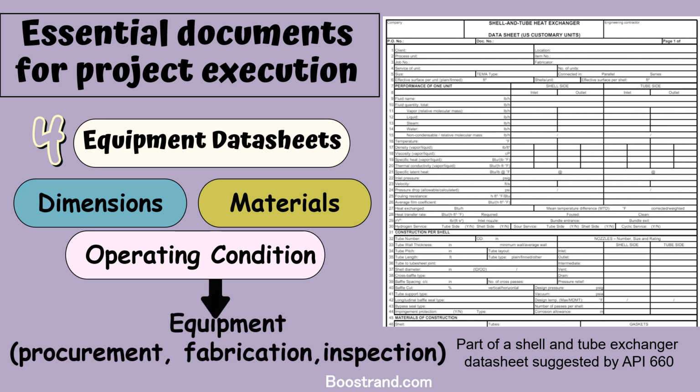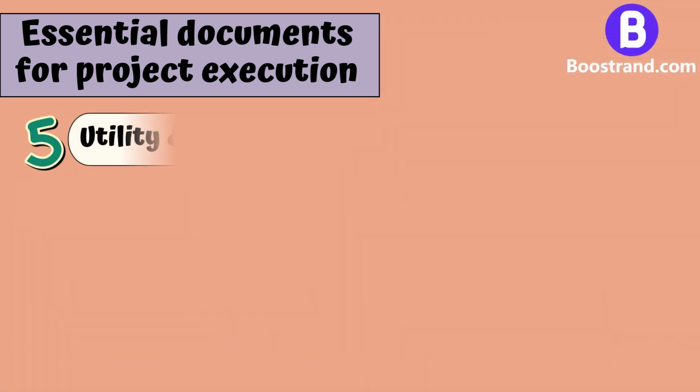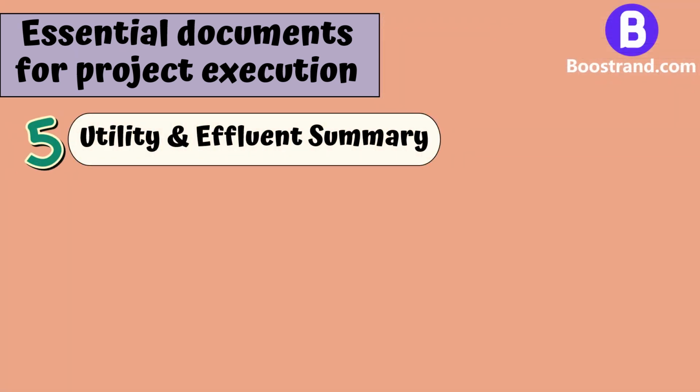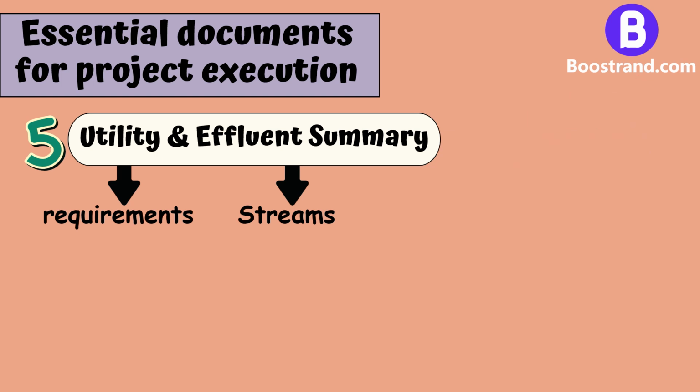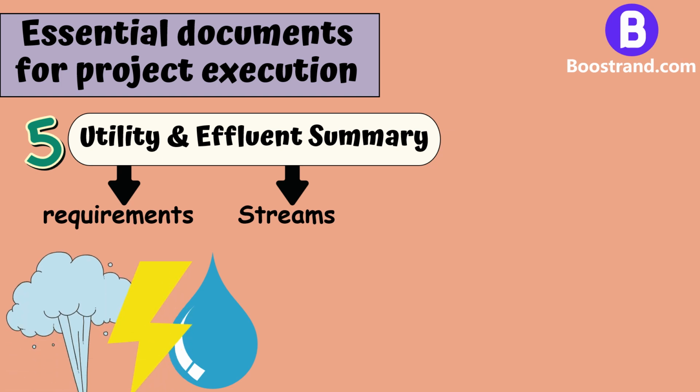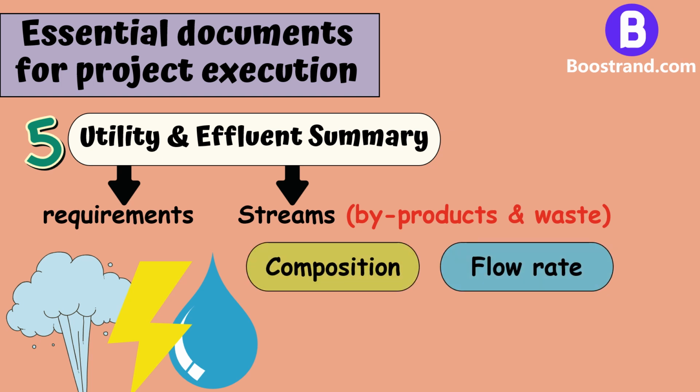fabrication, and inspection. Fifthly, Utility and Effluent Summary, which is a document that provides an overview of the utility requirements and effluent streams for a chemical plant or process facility. The utility summary includes information on the consumption of water, steam, electricity, and other utilities, as well as the production of byproducts and waste streams. The effluent summary outlines the composition, flow rates, and treatment requirements for process effluents, such as wastewater for example.